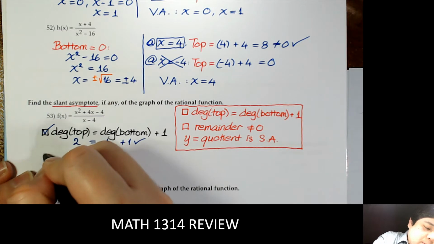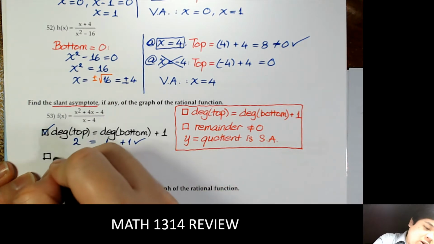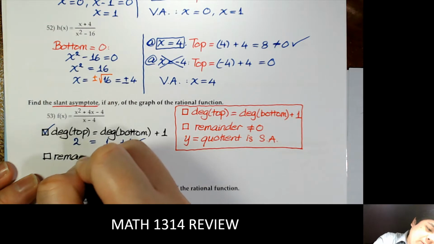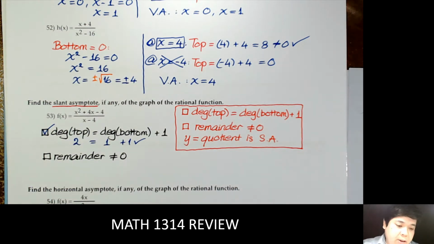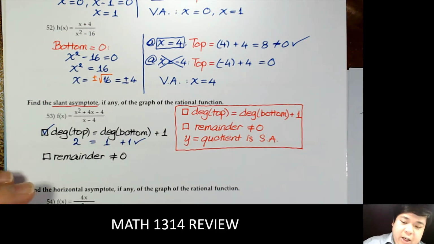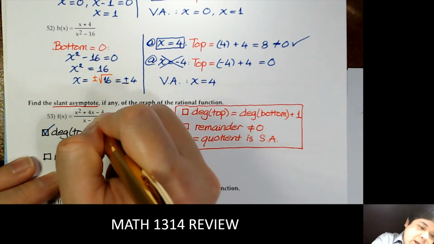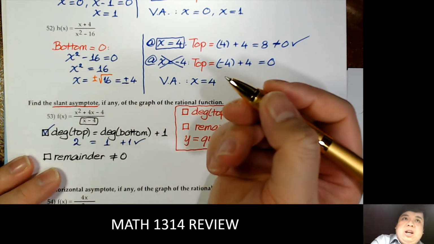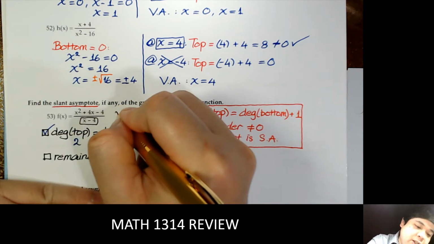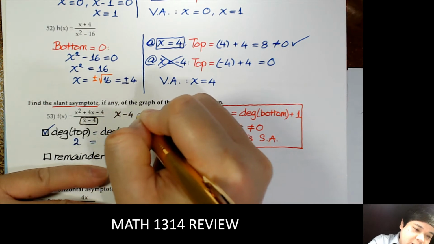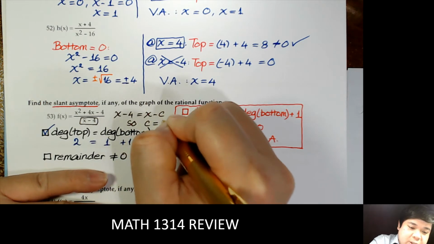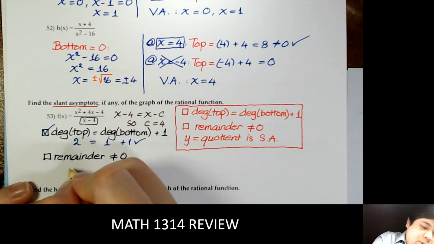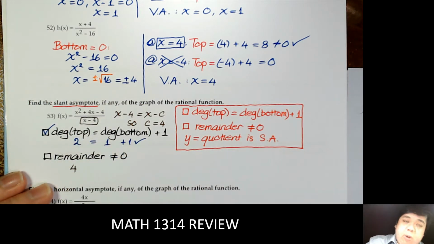Next, make sure that the remainder is not equal to 0. So in that case, we just have to divide, and we use synthetic division. We divide by x minus 4. Synthetic division is by x minus c, meaning that c is equal to 4. That means we're going to put 4 in the corner for synthetic division.